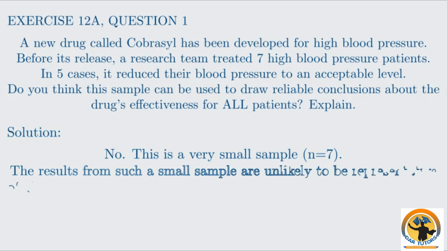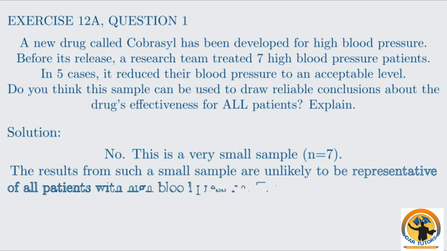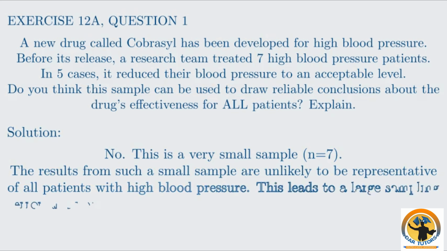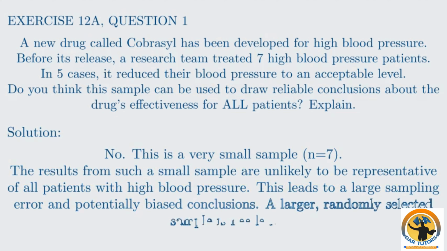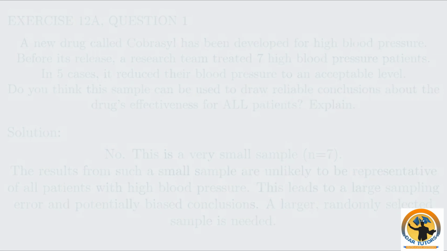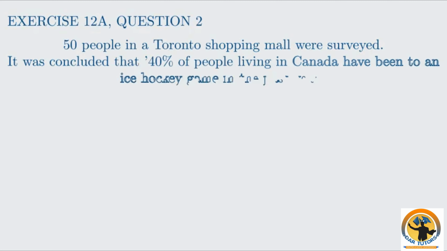The sample size is too small, creating a large sampling error, and it's unclear how the patients were selected, so there could be coverage error. A much larger, randomly selected sample would be needed to make sound inferences. Let's move to a second example. Here is our second problem.